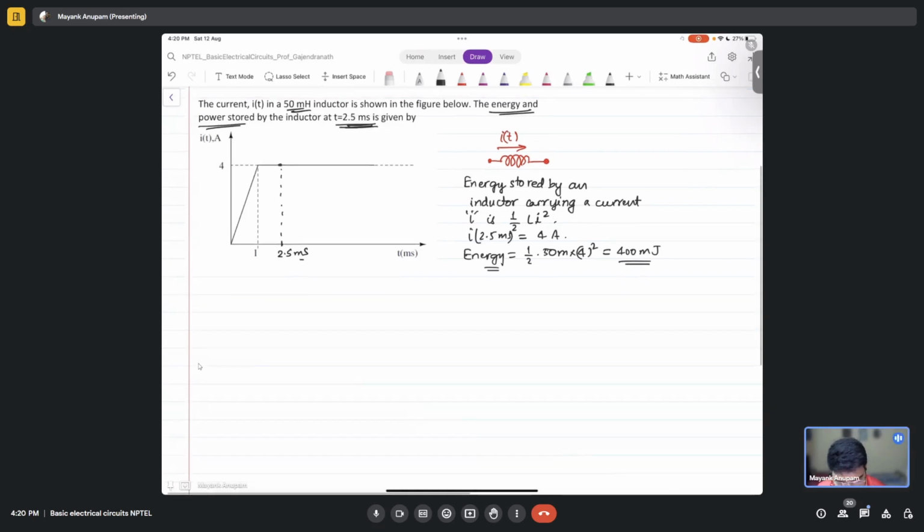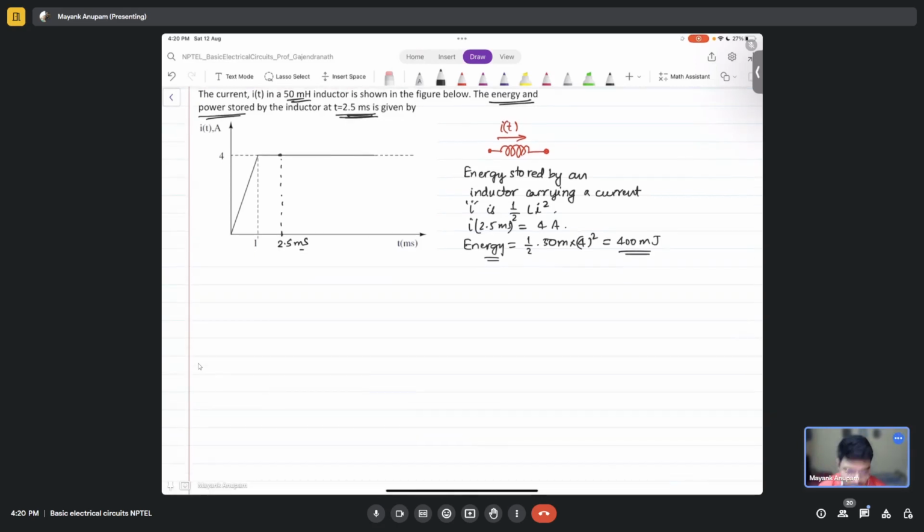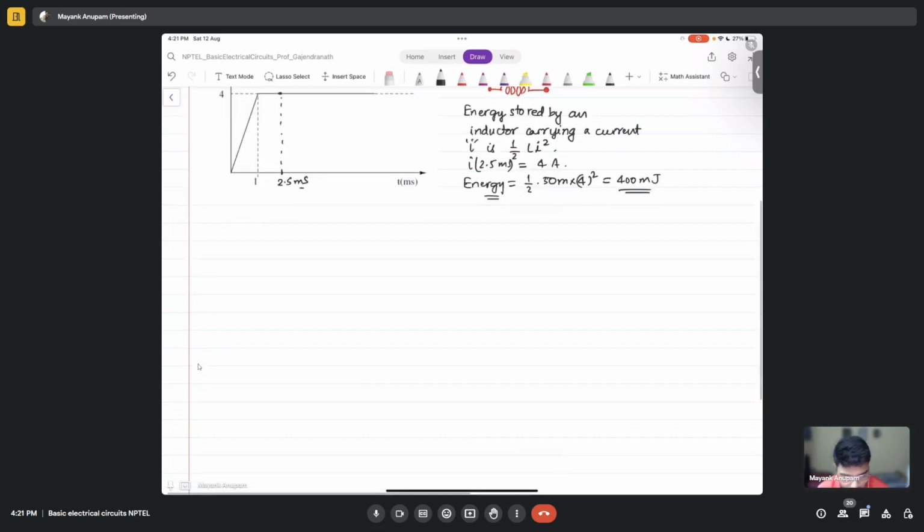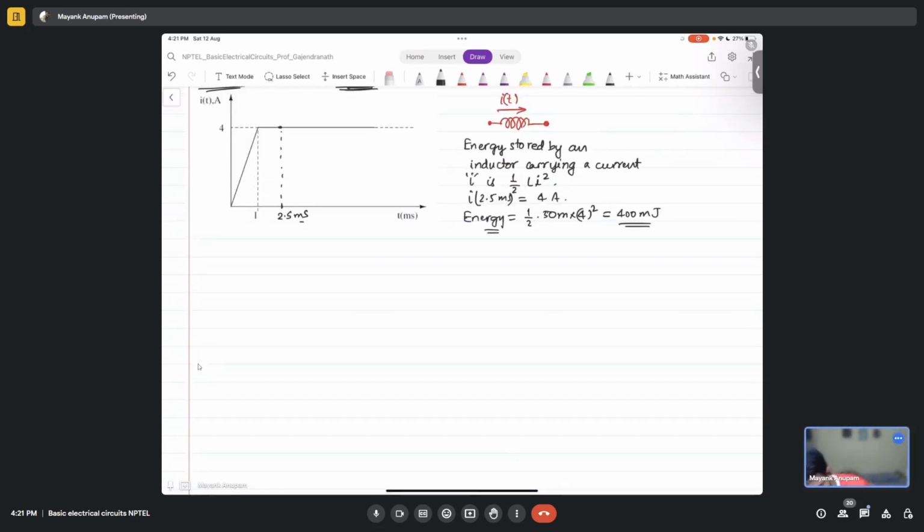So in that case, what do you think the power should be here? What is the power in the inductor? Does the inductor dissipate any power? In this case, it seems that it is storing energy. It is storing energy, true, but at 2.5 milliseconds it is full. It is charged, and it is keeping that charge.